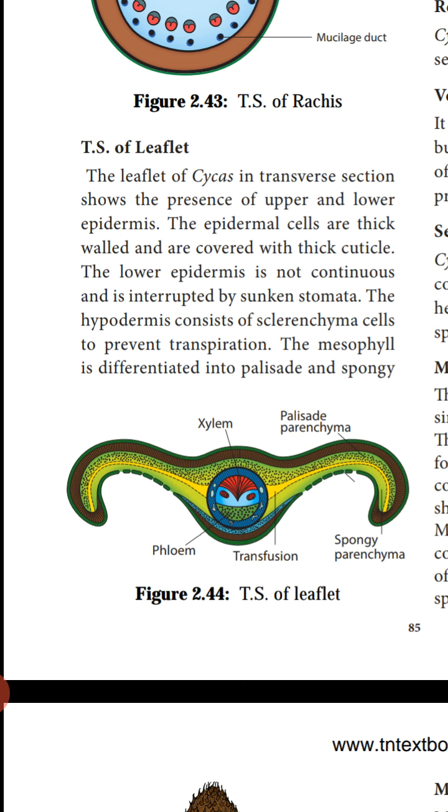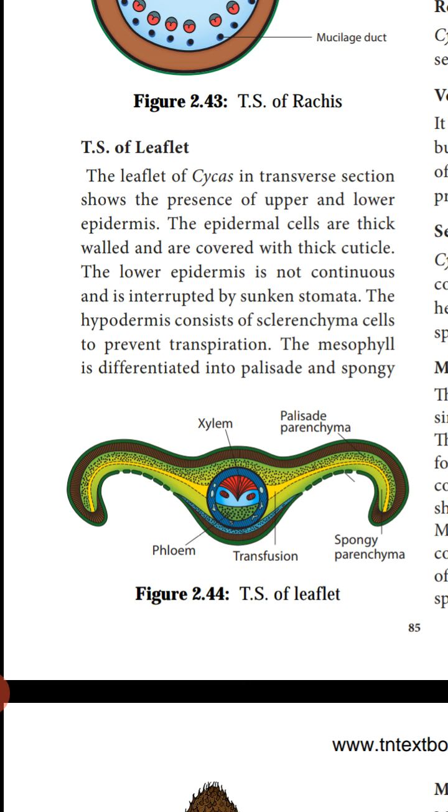Epidermis is the outermost protective layer. Next, the epidermal cells are thick walled and covered with thick cuticle. So outside the surface of the epidermis, cuticle is present. The thick cuticle is present there to check transpiration. The lower epidermis is not continuous and is interrupted by sunken stomata.